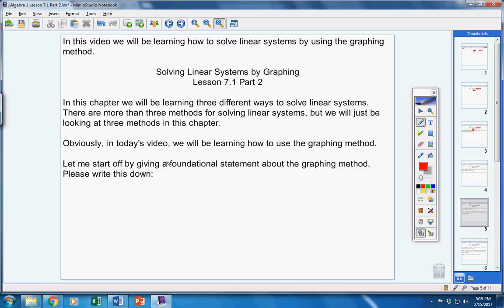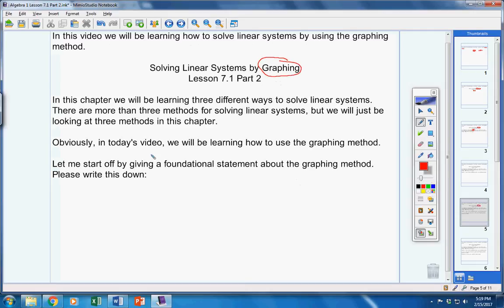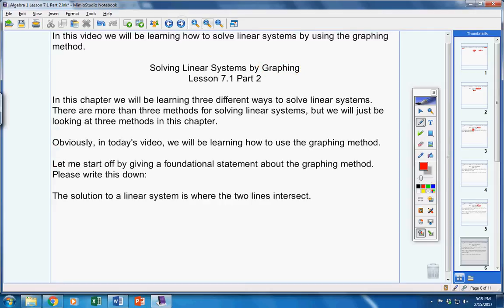Now let me start off by giving a foundational statement about the graphing method. Here it is. Please write this down. This is the foundation for you to understand the graphing method. Okay, there we go. Write this down, please.